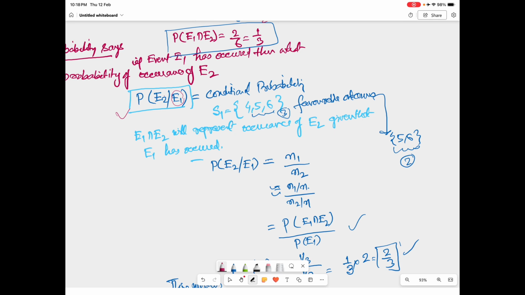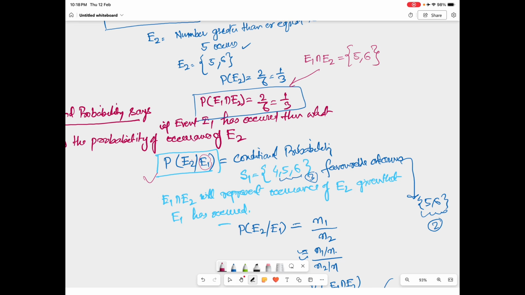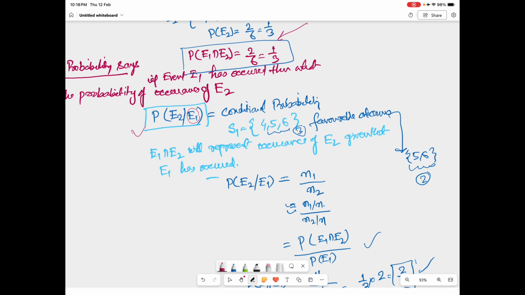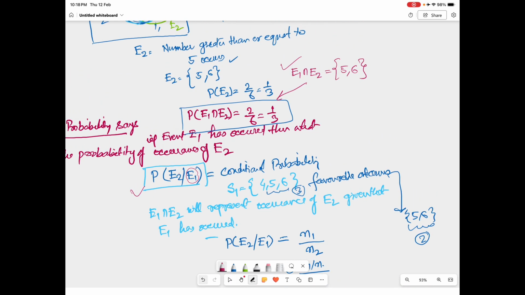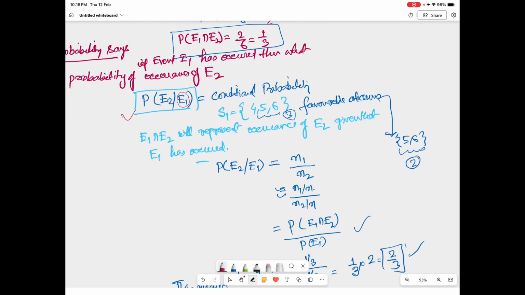So favorable outcomes are 5 and 6 in this case. So P of E2 upon E1, if N1 is the total number, it is the total number of favorable outcomes. I have written here 5 and 6. So 5 and 6 is nothing but E1 intersection E2. So these are the two numbers which are favorable outcomes, and the total outcomes is N2, which is now given by 4, 5 and 6, because the sample space is reduced.